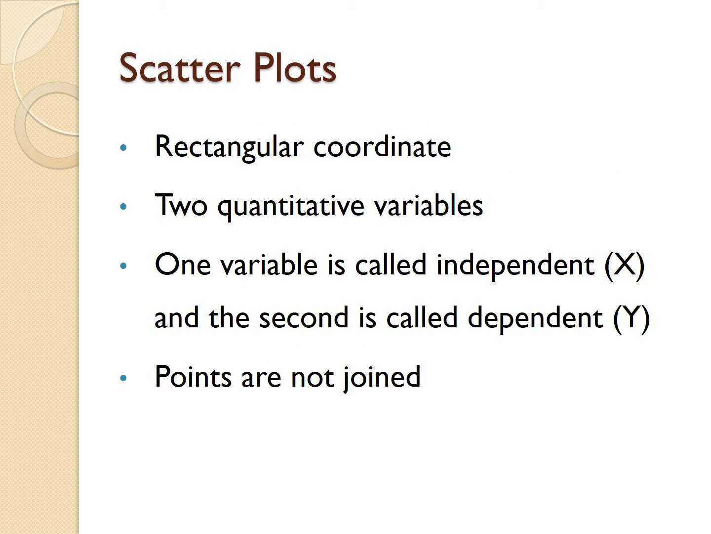Let's look at the visual way of presenting correlation, which are scatter plots. A scatter plot is a mathematical diagram with x and y coordinates. It visually shows the relationship between two quantitative variables. It has one variable that's called the independent variable and a second variable that's called the dependent variable. In a scatter plot, unlike line plots, the points are not joined.